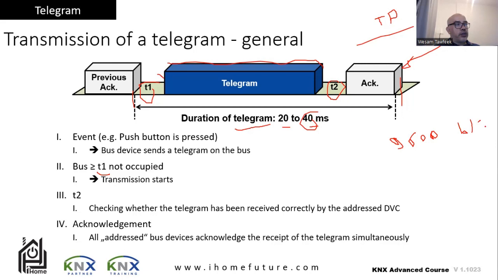Okay, good. So once the T1 is done, so that the bus is not occupied, then the telegram can be sent. Wait for T2. Then I check the acknowledgement. Fine, and all is set here.